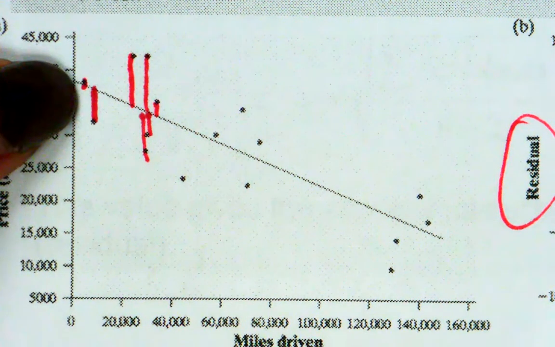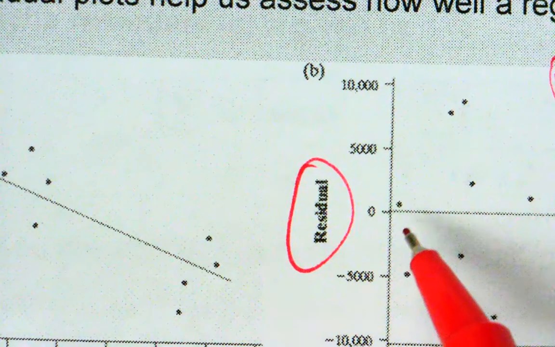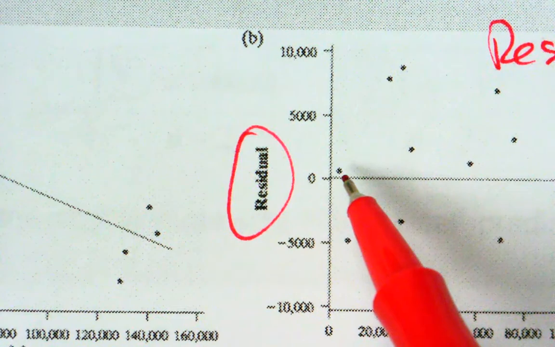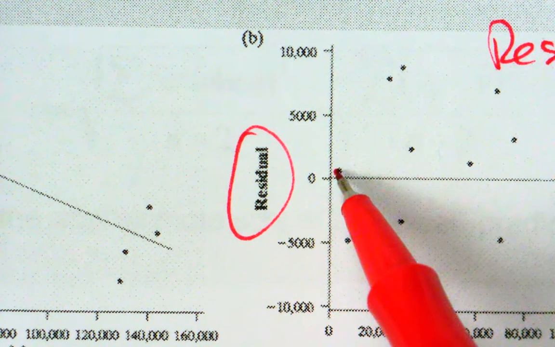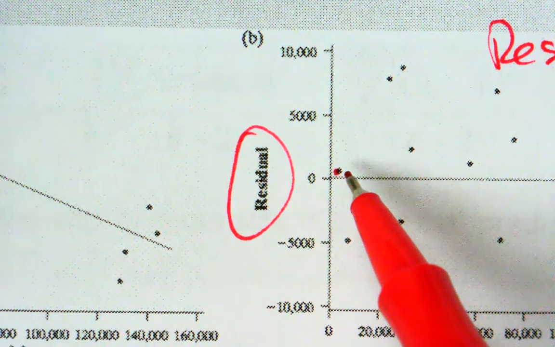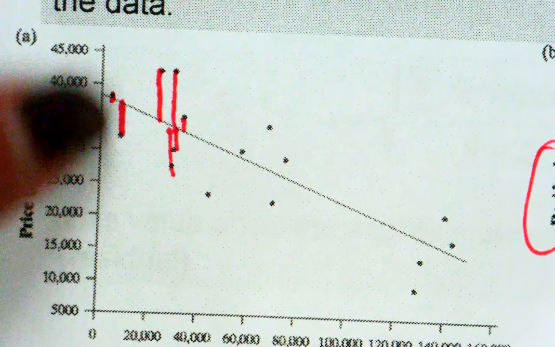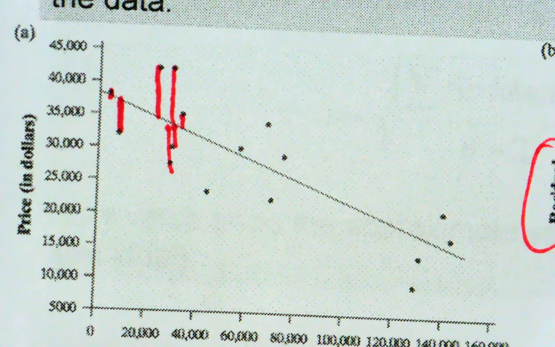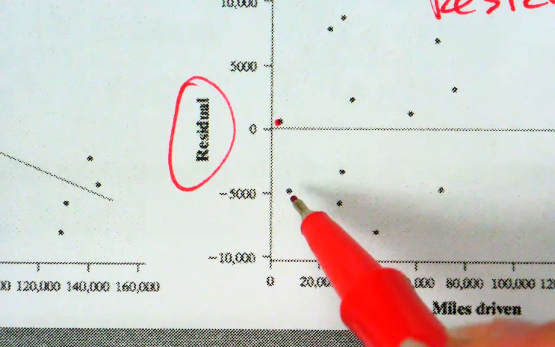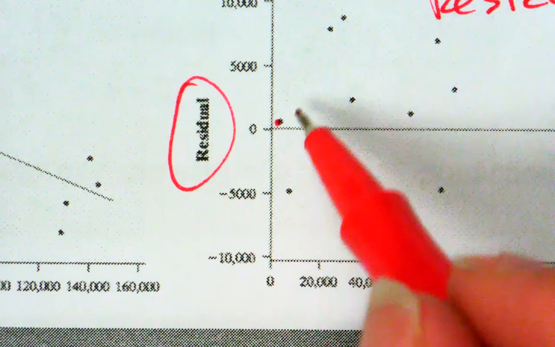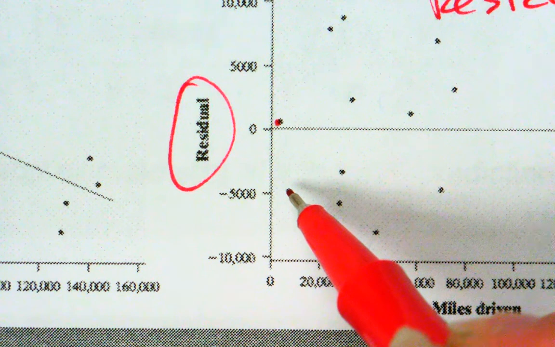So this might be a distance of 1, right? This point right here is going to be 1 above your regression line. This one right here is going to be below the regression line by, say, 5,000, so it's at negative 5,000. There's a difference of 5,000. And then you just plot it down there.